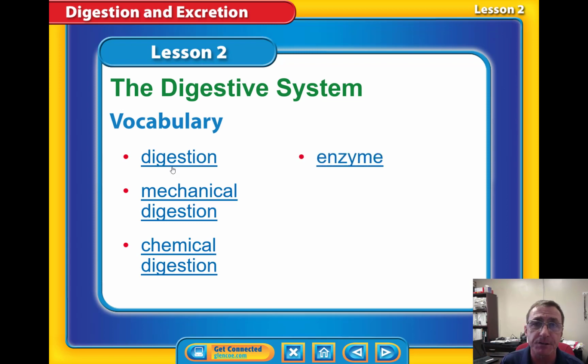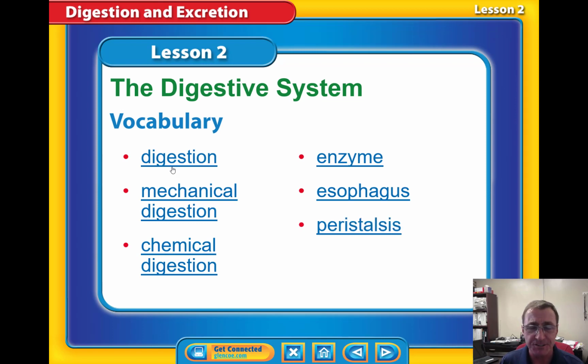What an enzyme is and what it does, what the esophagus is and what it does, a piece of anatomy that's very important. What peristalsis is, and you should be able to say that word correctly. And chyme, you should also be able to say that word correctly. I believe it has a Greek origin, and that's why it's pronounced chyme.